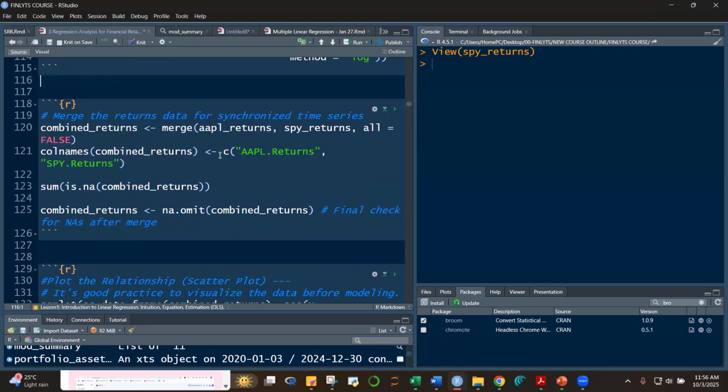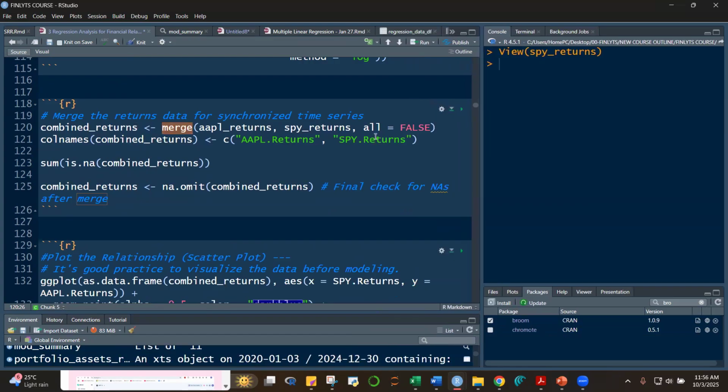Okay, so what do we do here, class? We create another object. We create combined returns, then we merge Apple returns and SPY returns, and all is equal to false, right? Before, all is equal to false means only include those rows that are common to both. If one row does not exist in the other one, remove that.